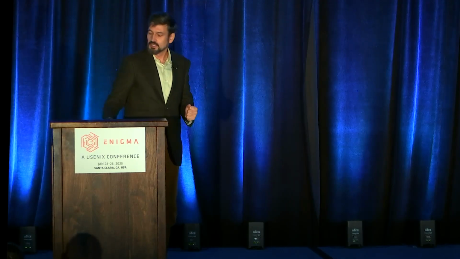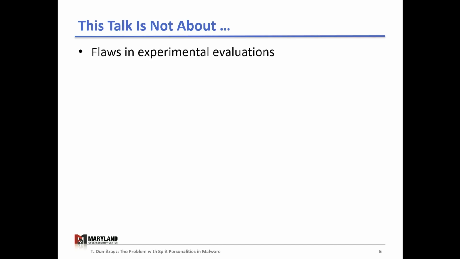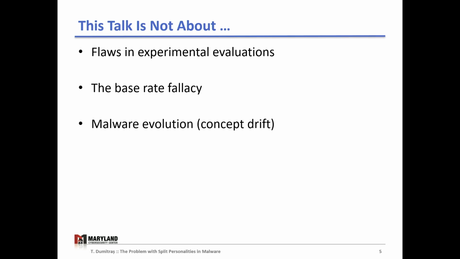Now, we are fairly skeptical in this community. I bet that you can already think of a few reasons why this may be happening. So I just want to clarify that this talk is not about flaws in experimental evaluations, the base rate fallacy, malware evolution that leads to concept drift. Actually, for this one, stick around for the next talk, or misleading marketing claims. Right? Even in the absence of all these problems, the performance in the lab will not match the performance in the real world. And to understand why, let's take a closer look at how dynamic analysis is done today.